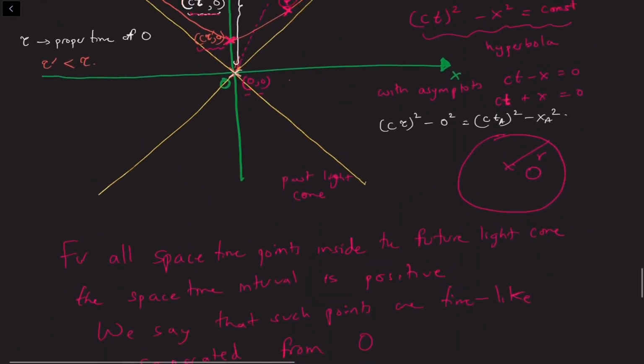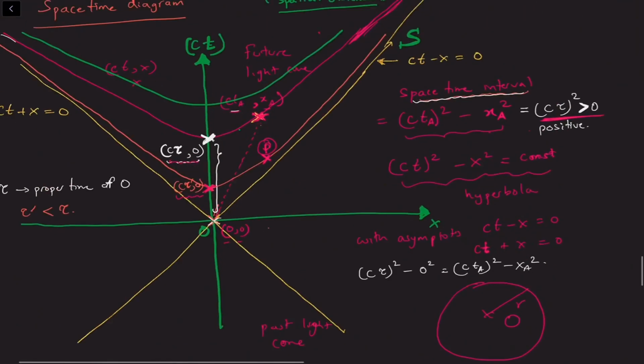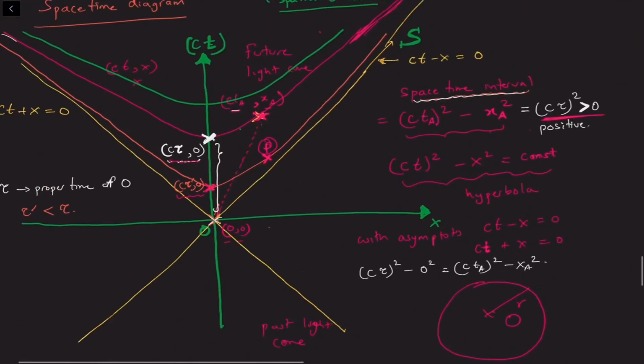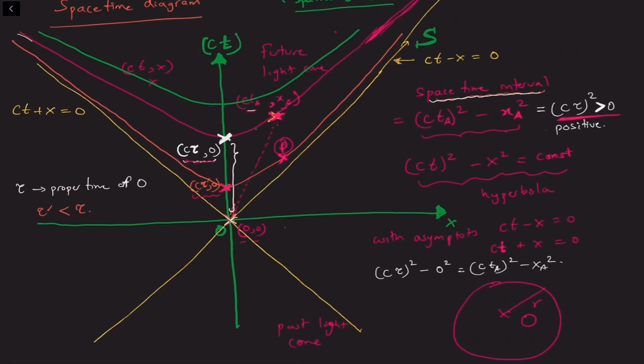And so such points are time-like separated. We say that all such points are time-like separated. So the point P is also said to be time-like separated because its space-time interval is positive. It's similar to what a clock just sitting at O would do, in terms of its space-time distance from O changing.